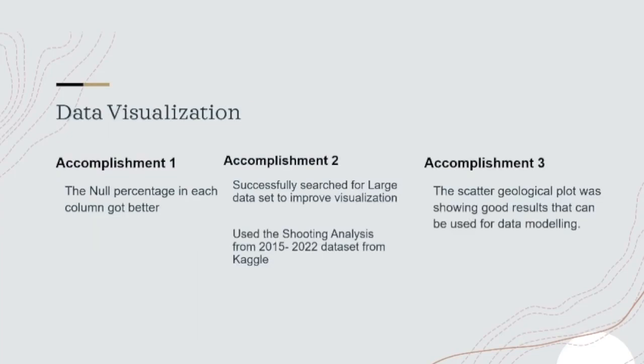For data visualization, among our accomplishments, we calculated the null value percentage in each column and found that there is a maximum number of null values in the race column. We also successfully searched for a large dataset to improve the visualization techniques. Here we have used the shooting analysis data from Kaggle, which ranges from year 2015 up to 2022. This is the biggest and largest dataset available on the internet regarding shooting analysis.